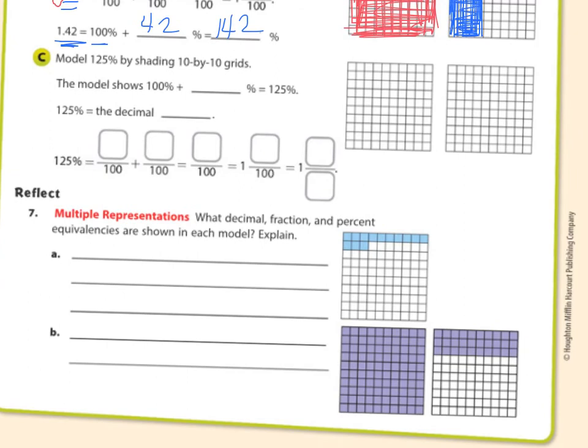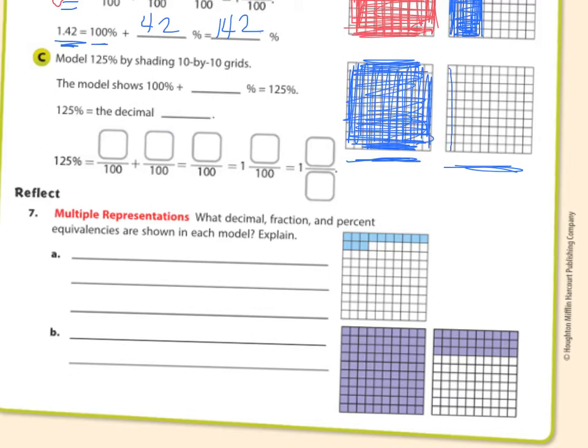Remember, this is all just modeling. You're not calculating. Model 125%. So the model shows a whole grid and another whole grid. 125% is going to be all of one, 100 out of 100, and then 25% of another one. Remember, percent means how many out of 100. So I'm going to shade in 25. There's 10, 20, 1, 2, 3, 4, 5. There's 25% right there.